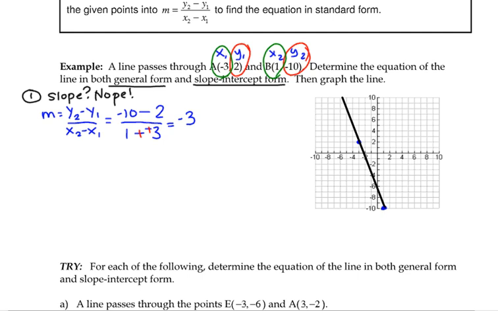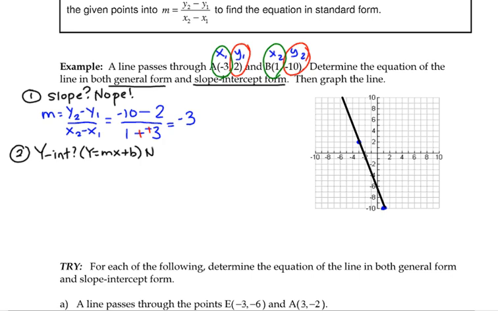So the first question is, do we have our slope? The answer is nope, so we get the slope. The second question is what we've been asking ourselves since yesterday, which is, do we have our y-intercept? Because if we have our y-intercept, we can use y equals mx plus b. And the answer here is no, they don't tell us our y-intercept.